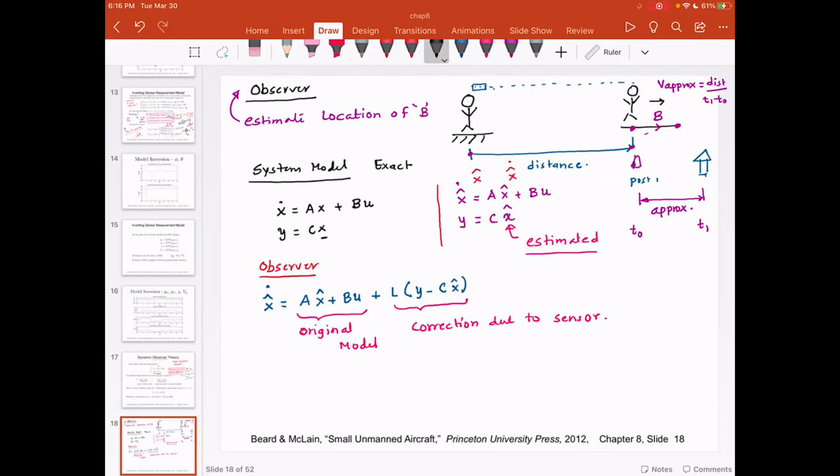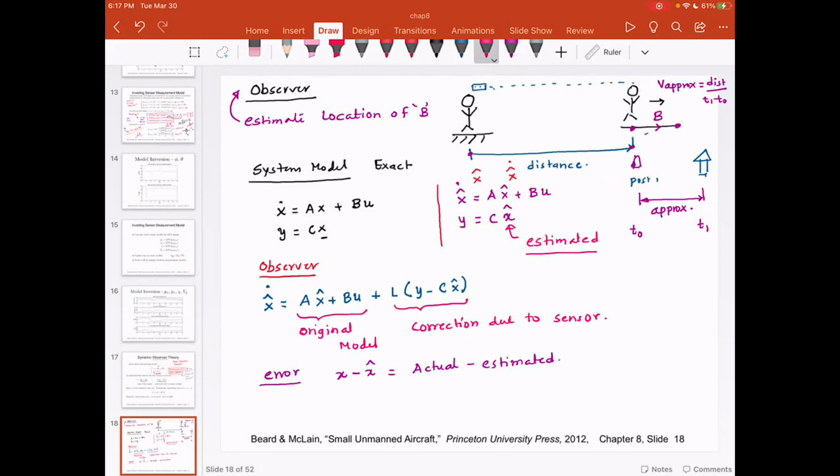Now the question is, how do I append this equation? If you look at this equation, what I'm going to do is construct the error. The error is the difference between actual minus estimated. So actual minus estimated.